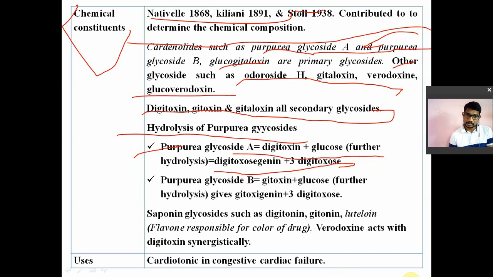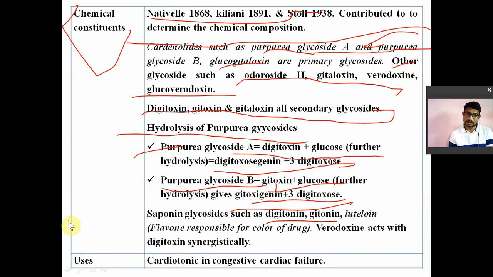Again, in case of purpurea glycoside B, if you hydrolyse it, you will get gitoxin plus a glucose molecule. And if you further hydrolyse this, you will get gitoxigenin and 3 digitoxose molecules. So purpurea glycoside A hydrolysis gives digitoxin and glucose, and hydrolysis of digitoxin again gives digitoxigenin and 3 digitoxose sugars. Purpurea glycoside B hydrolysis gives gitoxin plus glucose, and its further hydrolysis gives gitoxigenin plus 3 digitoxose.